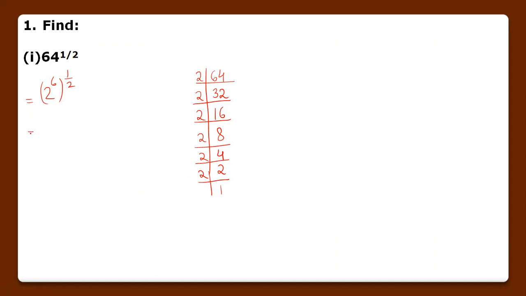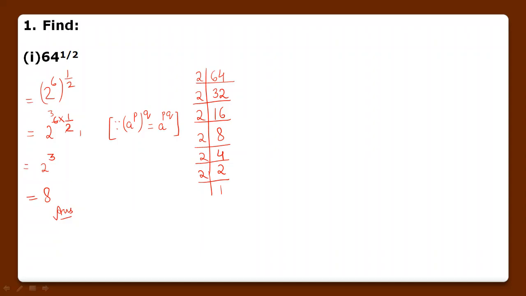We have studied an identity, basically a law of exponents: a raised to the power p, whole raised to the power q, is equal to a raised to the power pq. So we will apply this law here. 2 raised to the power 6 multiplied by 1 upon 2. Since it is divided, we get 2 raised to the power 3, which is equal to 8 as our answer.